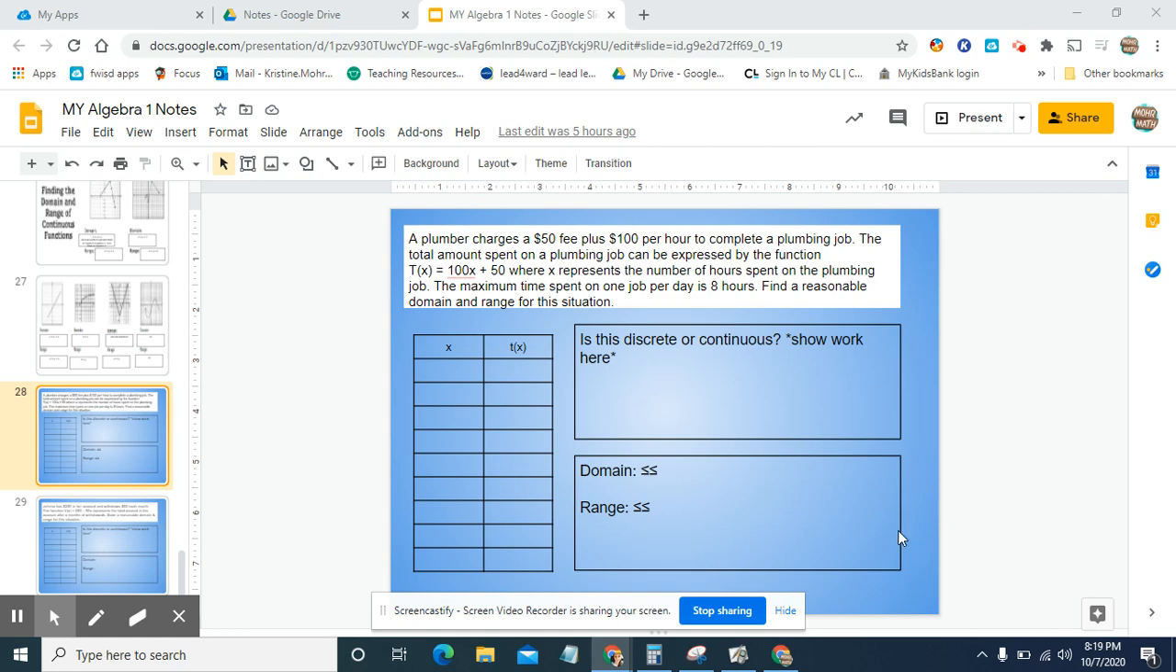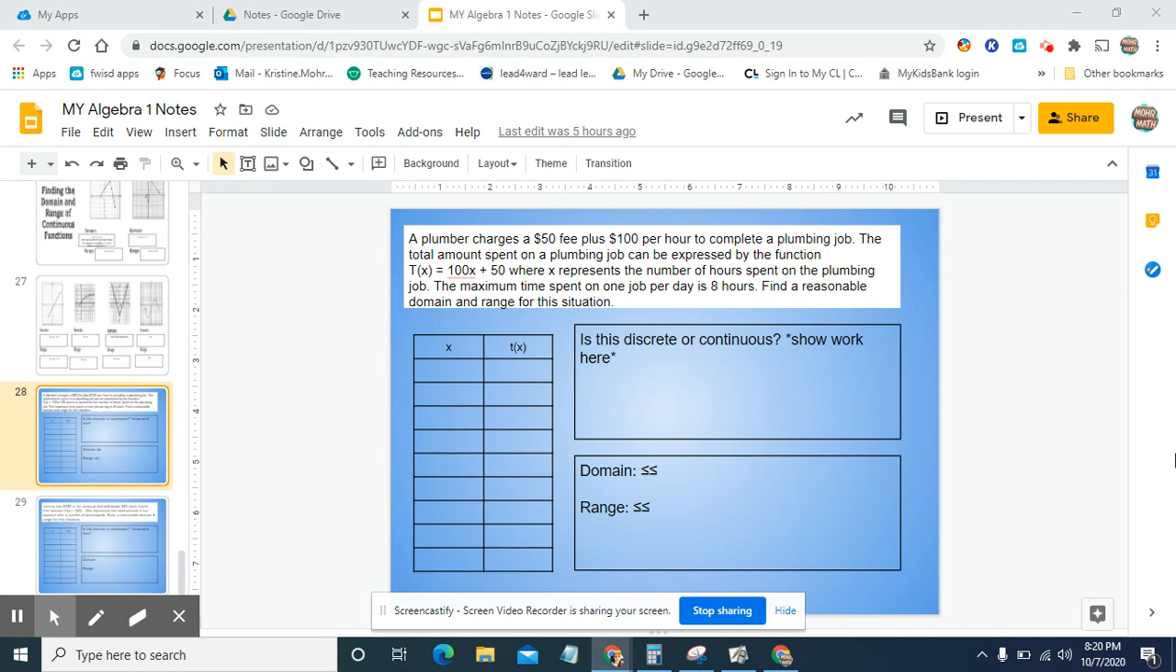So for today, we are still working with domain and range. It's just going to be from word problems, and we looked at word problems a couple days ago. So it's going to be the same thing, except now we will need to determine if it is discrete or continuous, and we will talk about that here once I read through this problem.